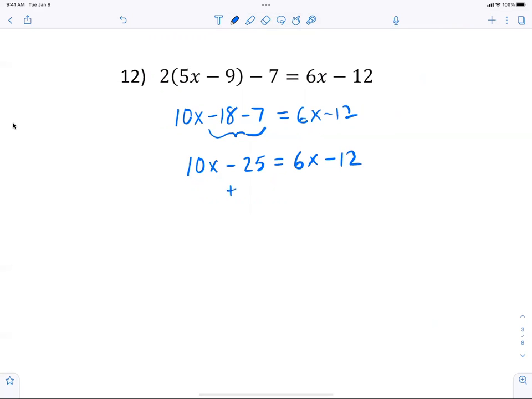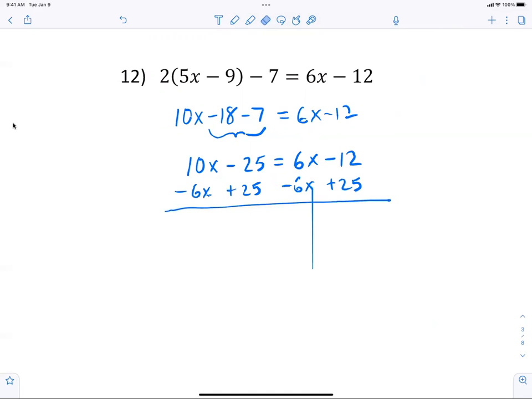Then you add the 25. And then what else do I do? And then subtract the 6. Good job. 4x equals 13. Very nice. Very nice. Now I just convert x equals 13. 4x equals 13. X equals 13 over 4. Perfect. Thank you. That is 100% correct. Anybody have any issues with that?